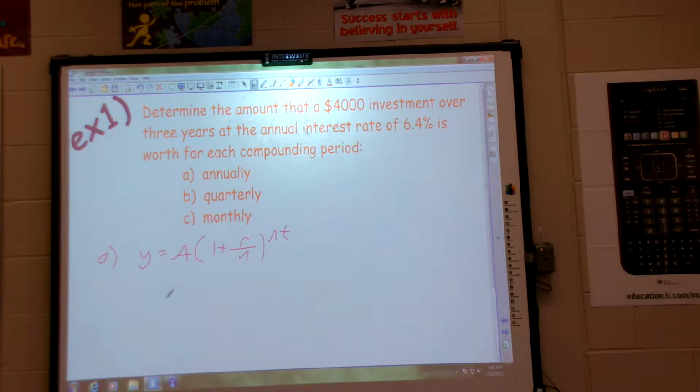So tell me one thing you know. It's 4,000 for A, because that's how much you initially invest, correct? What else do we know? The rate. Now, what would I put there? 0.064, exactly. You've got to move the decimal two places, because it's a percent and we need a decimal. N. What would N be? 365.